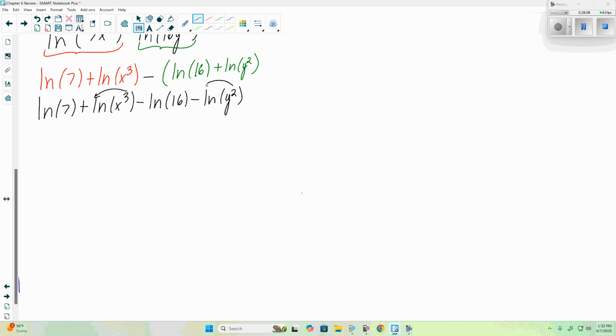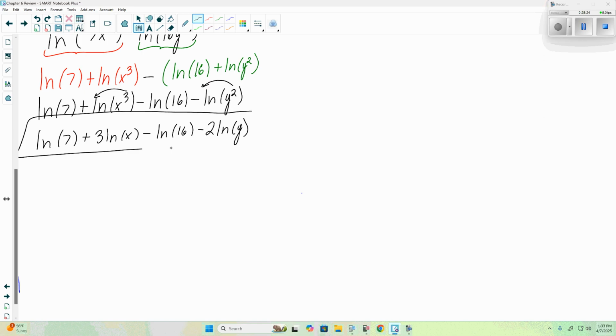All right, guys. Last step's our powers. Natural log of 7 is just going to stay, plus 3 times the natural log of x minus the natural log of 16 minus 2 times the natural log of y. This is as far as I want you to take it, because it is possible to take it one step further, and that's dealing with the 16. 16 is 2 to the 4th.